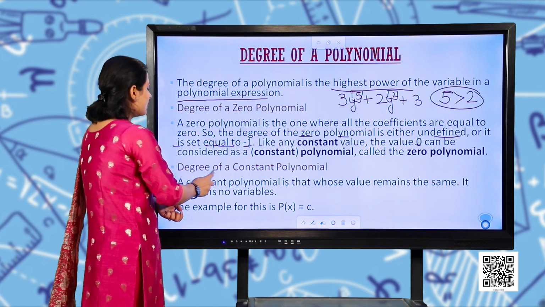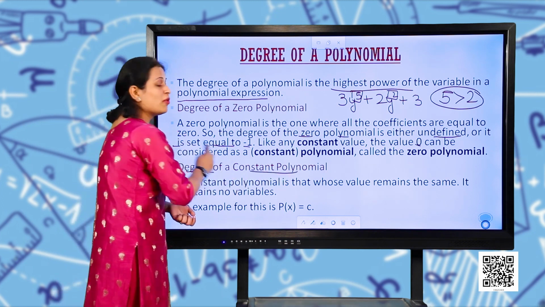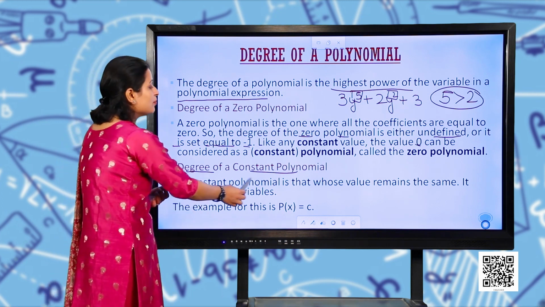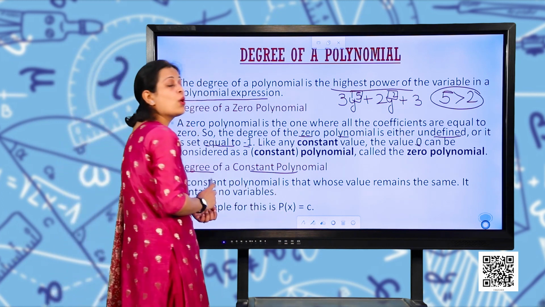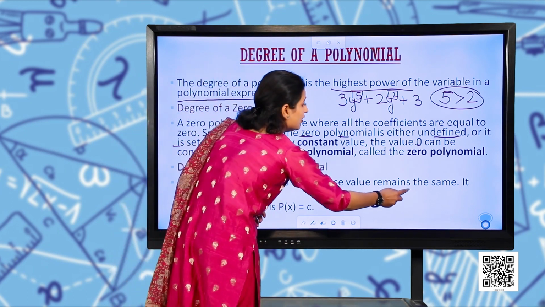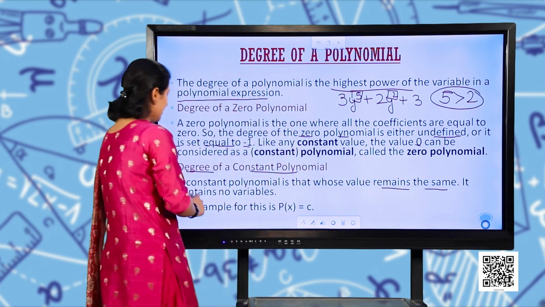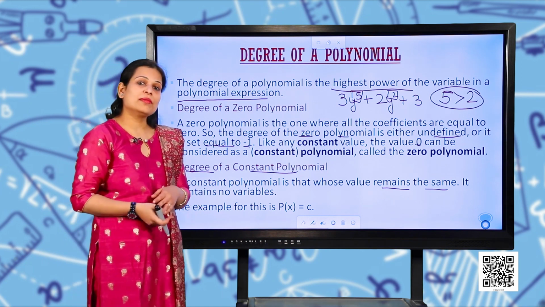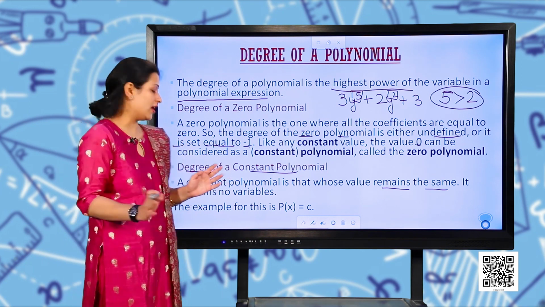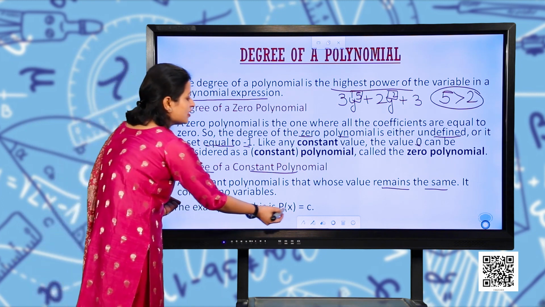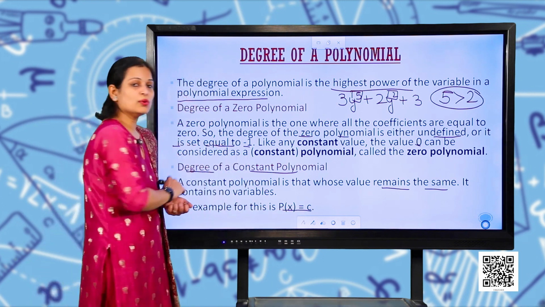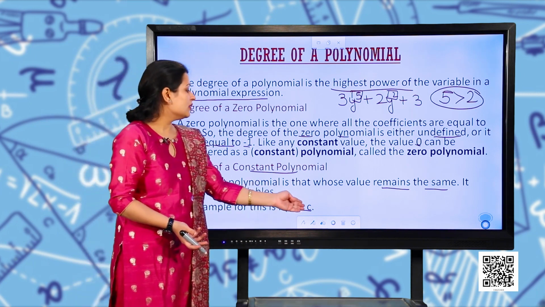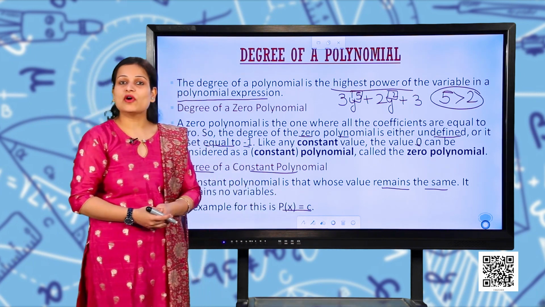Now comes the degree of a constant polynomial. So, what will be the degree of the constant polynomial? A constant polynomial is that whose value remains the same. It contains no variables. In a constant polynomial, you will have no variable. So, the example of this is what? P(x) is equal to c. Suppose P(x) is the polynomial. So, the degree of the constant polynomial is what? 0.